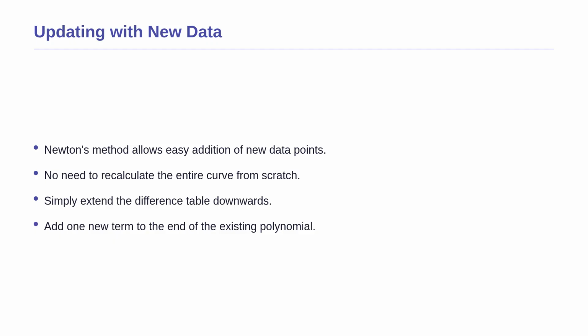One of the greatest strengths of Newton's method is how easily we can update our model. If a scientist collects a new data point from an experiment, they do not have to throw away their work and recalculate the entire curve from scratch. Instead, they simply add a new row to the bottom of their existing difference table, calculate the new diagonal entries, and tack one single new term onto the end of their existing equation. This saves massive amounts of computing power in real-world applications.